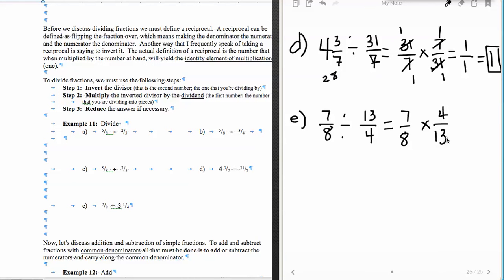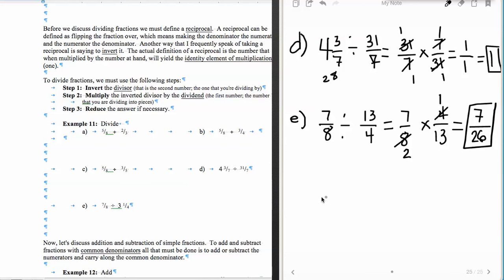Now from there I can have a multiplication problem, and I want to see if there's any canceling. 4 and 8 have a common factor, so I can cancel them. So I want to go ahead and cancel. 4 goes into 4 one time. 4 goes into 8 2 times. Now I see there's nothing left to cancel, and I want to go ahead and multiply straight across the numerators. 7 times 1 gives me 7, and 2 times 13 gives me 26. And that will be my final answer because 7 is prime and it is not a factor of 26, or it doesn't go into 26 is another way of saying that. So I'm going to box that as my final answer.